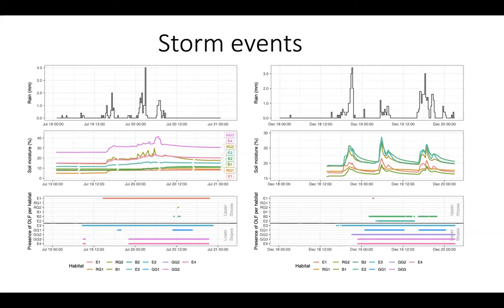Certainly there was a drought in summer of 2019 up in the Lake District. But you can see that the response of the soil moisture is fairly quick against the rain, it's almost immediate, whereas the overland flow is slightly delayed, which suggests the saturation excess overland flow response. We can also see that more habitats produce overland flow in the winter months than in the summer months, and some have a lower threshold at which overland flow occurs.